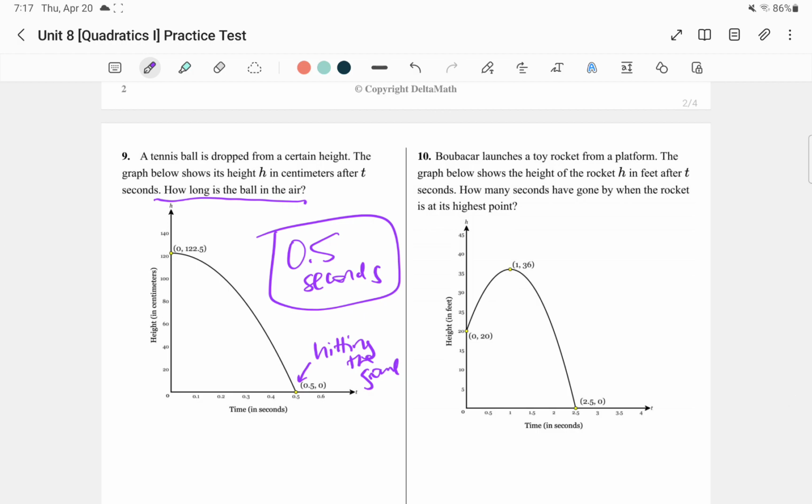Number 10, Boubacar launches a toy rocket from a platform. The graph below shows the height of the rocket, h in feet, after t seconds. How many seconds have gone by when the rocket is at its highest point? So the highest point would be right here. And how many seconds have gone by? So we're looking at time again, so we're looking at the x value again. And that's going to be 1 second.